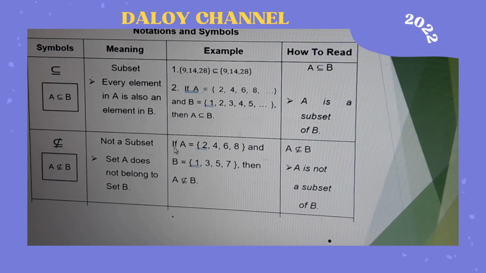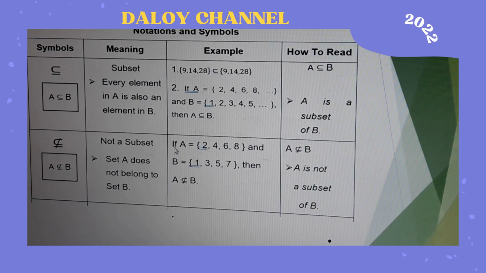Like for example, in number 1, we are comparing a set of 9, 14, 28. 9, 14, 28 is also a subset of the same set 9, 14, 28. So, if we consider the first set as our set A, and the second set B, therefore set A is a subset of set B. The number 1 example implies that whatever the elements in the given set, copying the same set of elements is a subset of the given.